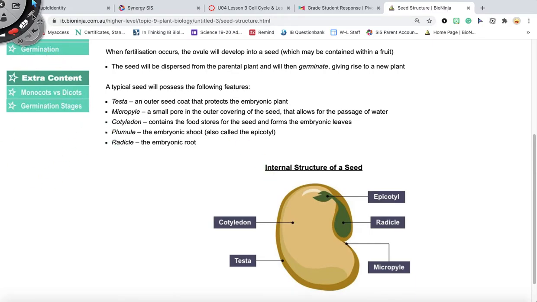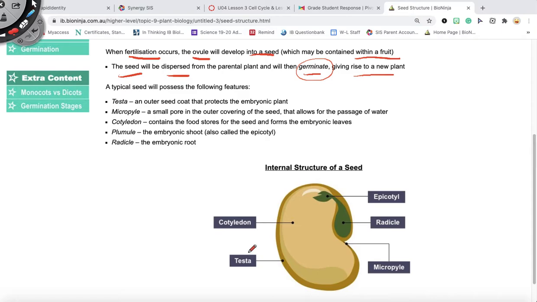All right, so we know that when fertilization occurs, the ovule, which is the egg, will develop into a seed, which is inside a fruit. And then that seed is going to get dispersed, and then that seed needs to germinate. That means it needs to give rise to a new plant. So let's look at the internal structure of a seed. So let's pretend we took this seed and we did a cross section. So we opened it and we are looking at the inside of the seed.